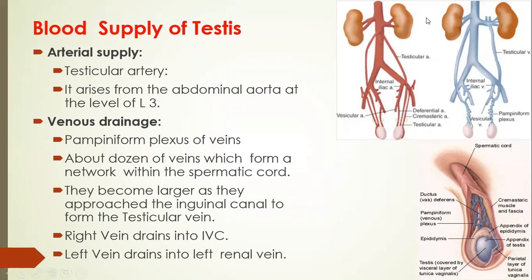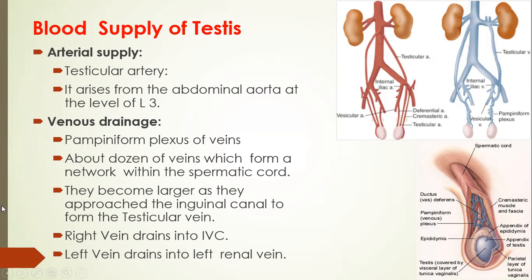So testicular arteries, which are branches from the abdominal aorta, will be the main arteries. It arises from the abdominal aorta at the level of L3. They descend all the way and supply the testis in the scrotum. Coming to the venous drainage, which is also very high. Initially they form a plexus around the testis called the pampiniform plexus. You can see there will be a plexus around each testis, called the venous plexus or the pampiniform plexus.